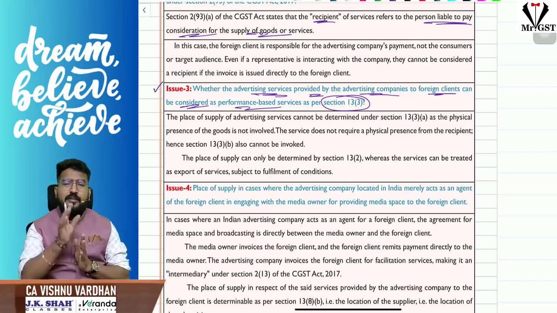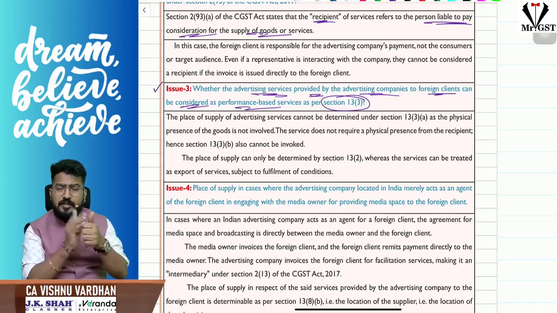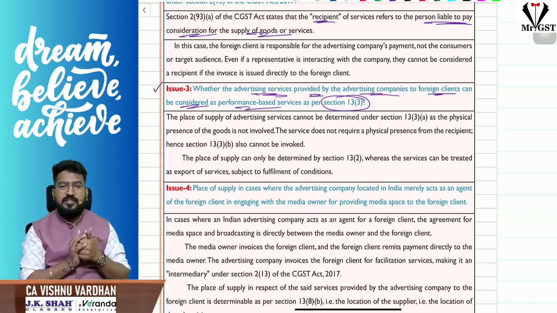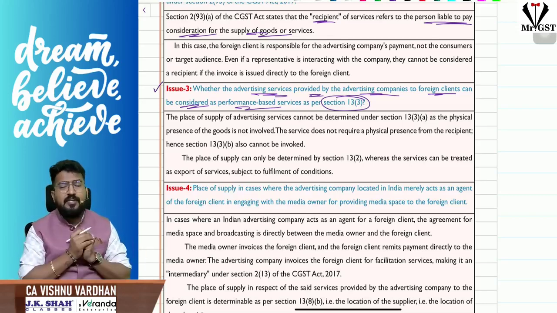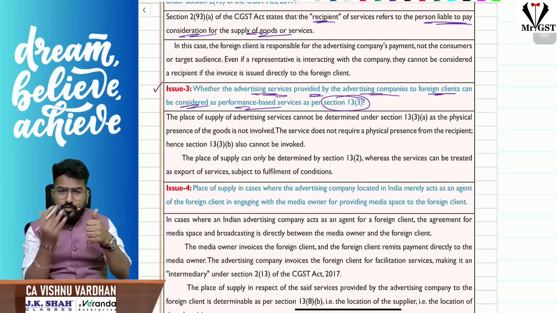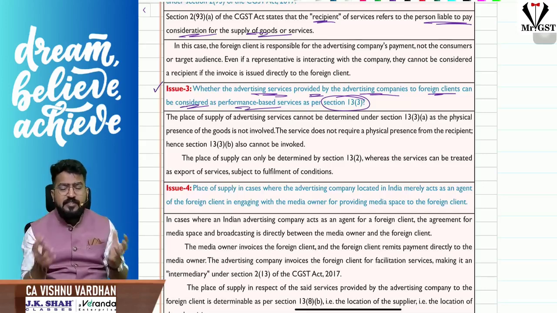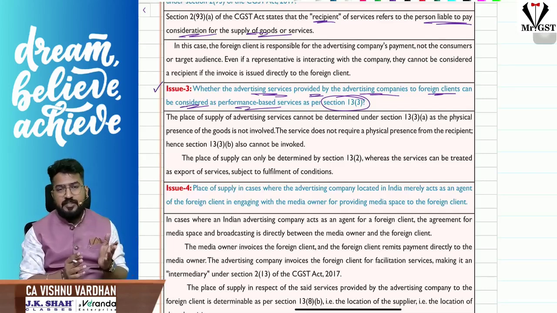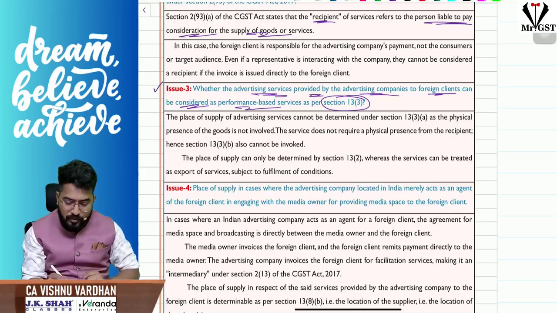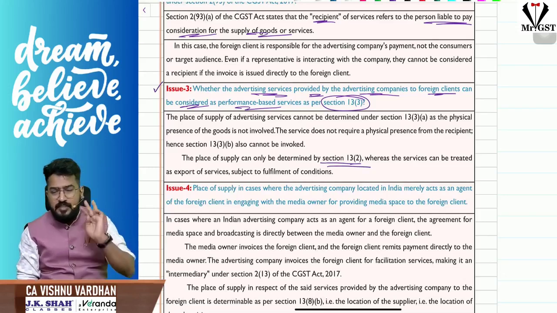Sir, please understand, in place of supply 13 subsection 3, if you observe, to come under 13 subsection 3, either the good should be physically present to provide such service, or the recipient, the person should be physically present to provide the service. Now here, for the Indian ad agency to provide services to foreign client, that is the Netflix here in the example, sir, no goods are required to be physically present in India for providing that ad services. Or even Netflix, the recipient itself need not be present physically in India to provide such services. So place of supply as per 13 subsection 3 will not come into picture here. So you have to determine place of supply as per section 13 subsection 2 general rule itself. This is third issue.